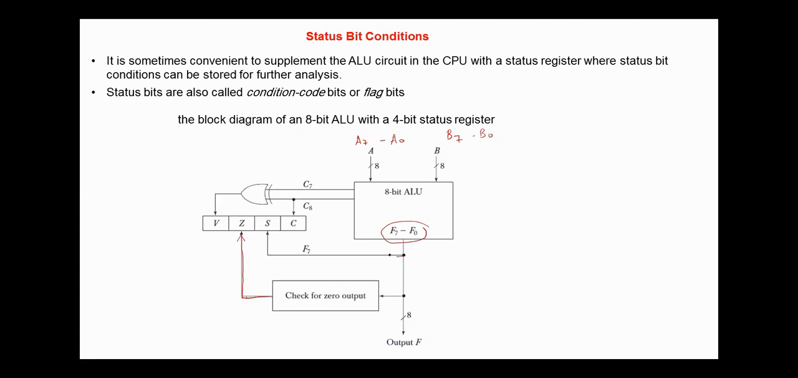F7 from the result is applied to the sign flag. Carry out is applied to the carry flag. And for signed numbers, the carry to the sign bit and the carry from the sign bit are exclusive OR and applied to the overflow flag. If the exclusive OR is 1, then we have overflow. Otherwise, we haven't.